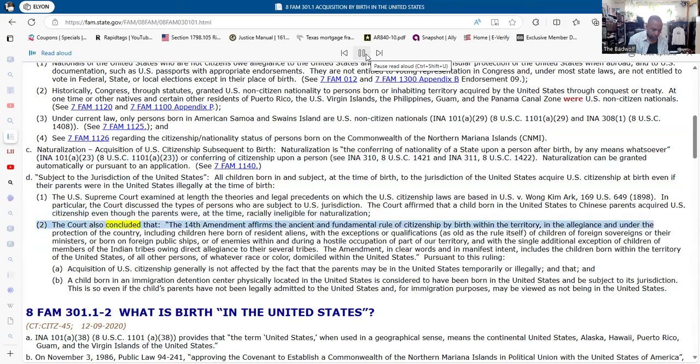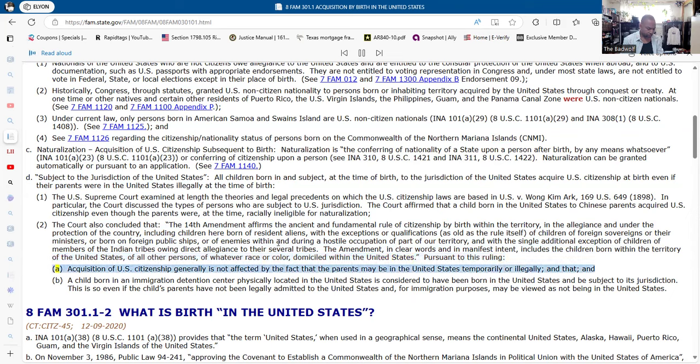2. The court also concluded that the 14th Amendment affirms the ancient and fundamental rule of citizenship by birth within the territory, in the allegiance and under the protection of the country, including children here born of resident aliens, with the exceptions or qualifications, as old as the rule itself, of children of foreign sovereigns or their ministers, or born on foreign public ships, or of enemies within and during a hostile occupation of part of our territory, and with the single additional exception of children of members of the Indian tribes owing direct allegiance to their several tribes. The amendment, in clear words and in manifest intent, includes the children born within the territory of the United States, of all other persons, of whatever race or color, domiciled within the United States.